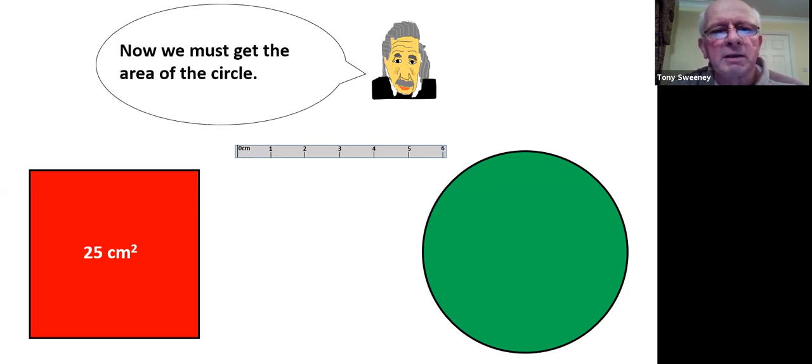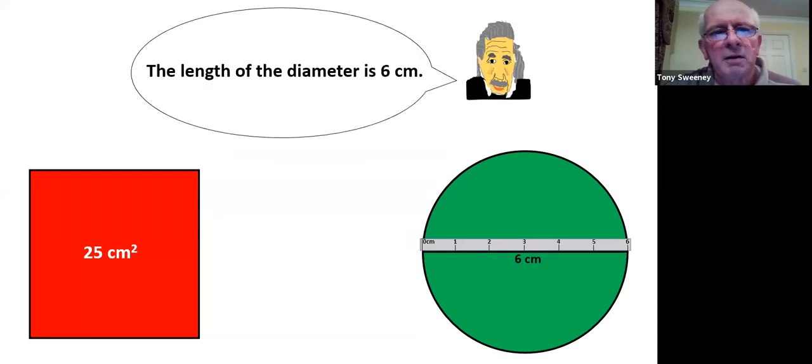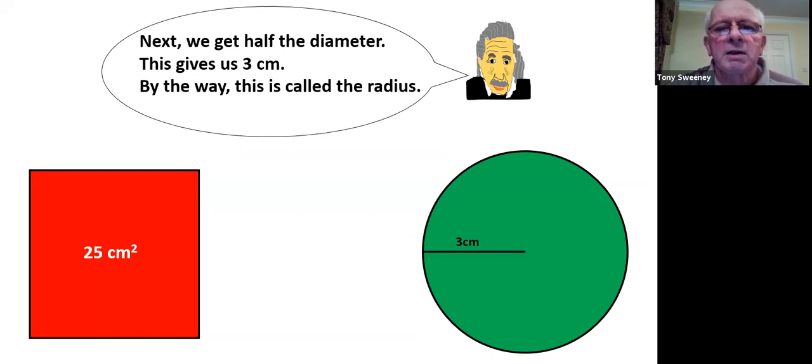Now we must get the area of the circle. To get the area of the circle, we first must get the length of the diameter. The length of the diameter is 6 centimeters. Next, we get half the diameter. This gives us 3 centimeters. By the way, this is called the radius.